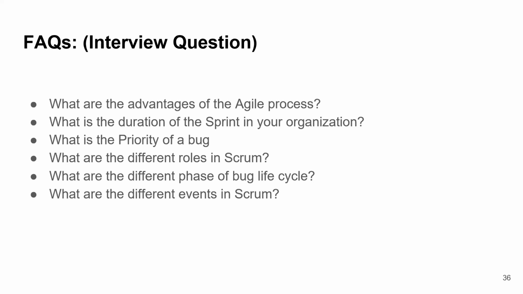What are the different phases we have in the defect life cycle? Just now we have discussed, guys. We have first New, then Active, then Resolved, Fixed, In Progress, then Reopen, then Closed. So these are all the multiple phases, states we have in the life cycle.